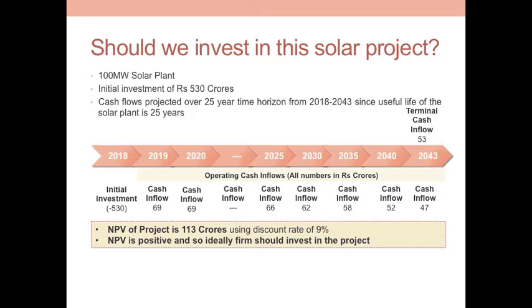Cash inflows are governed largely by the profitability of this project, which in turn is largely governed by revenues and costs. We put in some other assumptions into the mix, and our NPV works out to be 113 crores using a discount rate of 9%. Since NPV is positive, ideally we should go ahead and invest in this project.